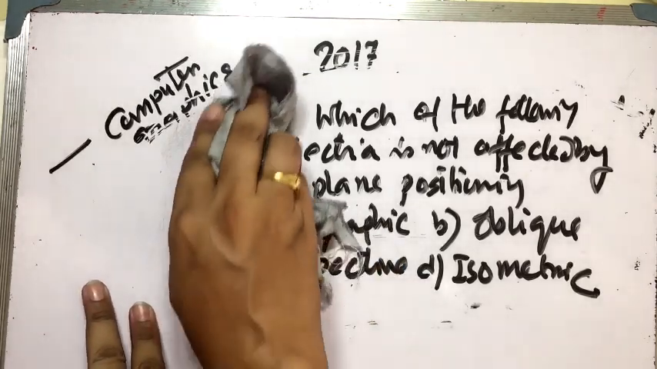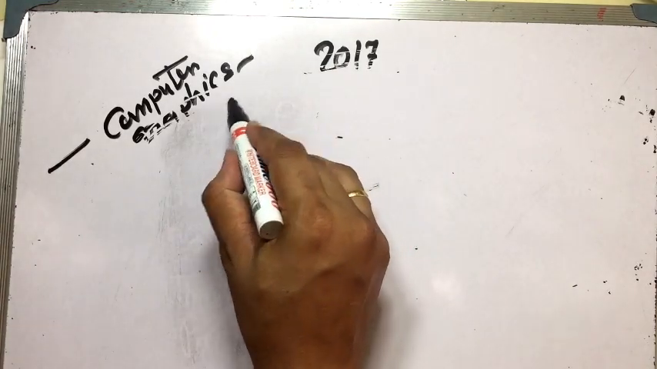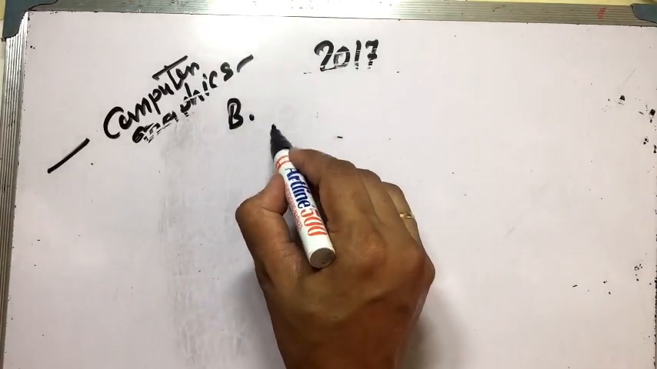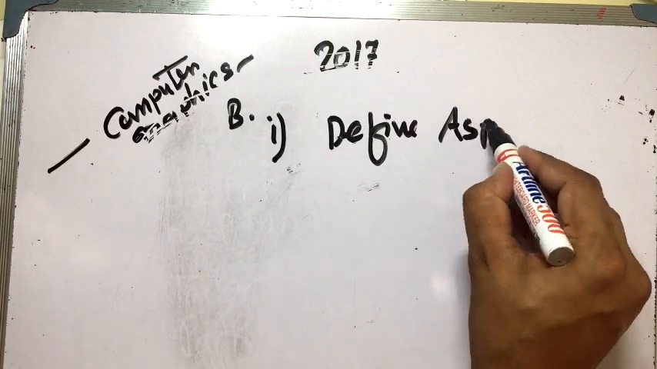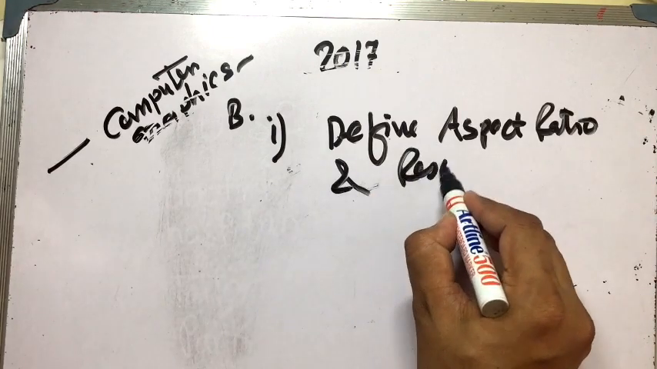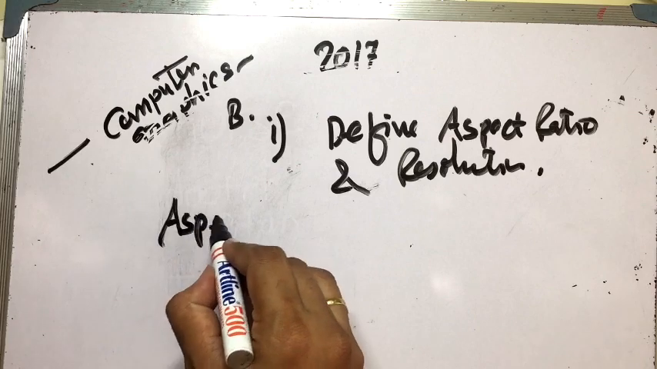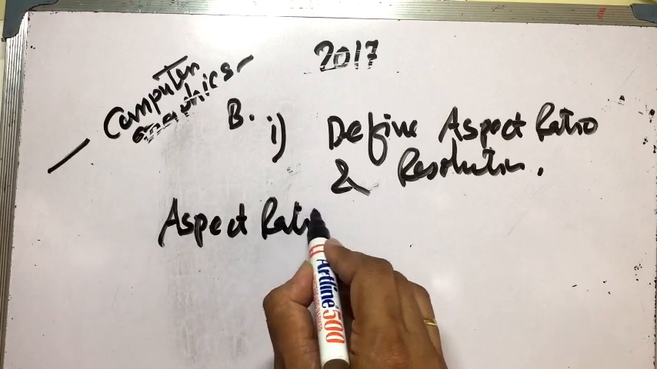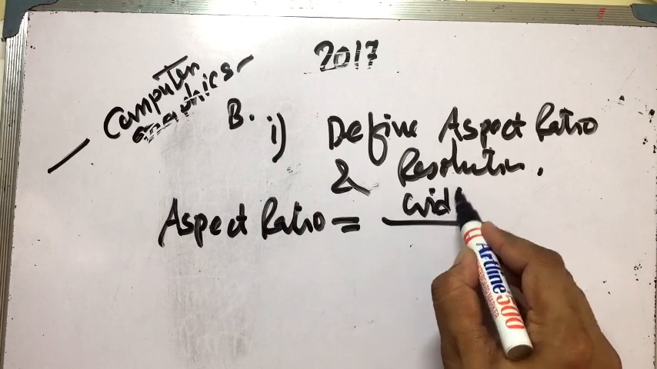Now the short questions of 2017. The first short question, question number B1: define aspect ratio and resolution. Aspect ratio is equal to the number of pixels in the horizontal direction divided by the vertical direction, that is, width versus height.